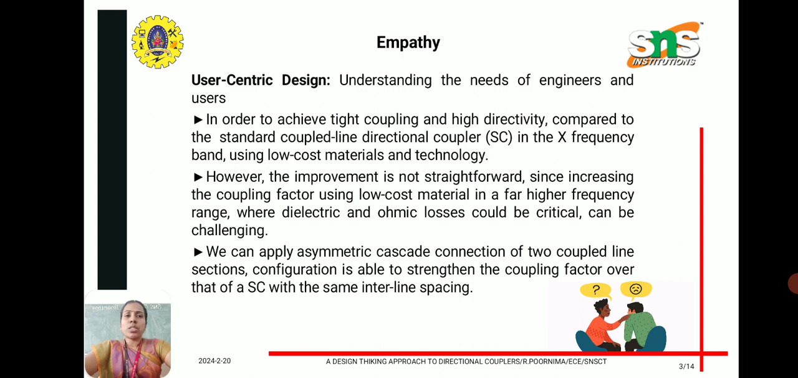The improvement is not straightforward, since increasing the coupling factor using low cost material in a far higher frequency range, where dielectric and ohmic losses could be critical, can be challenging. So we can apply an asymmetric cascade connection of two coupled line sections. This configuration is able to strengthen the coupling factor over that of a conventional directional coupler. So this is our empathy part, where we are going to consider the problems in the design of a directional coupler.